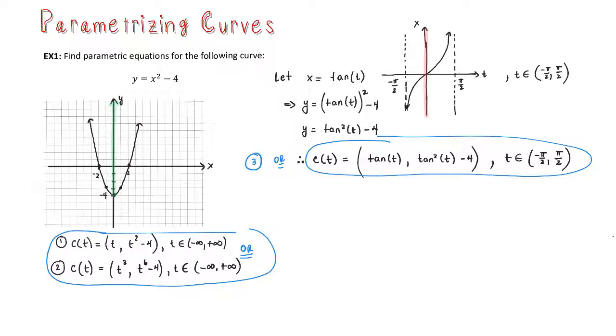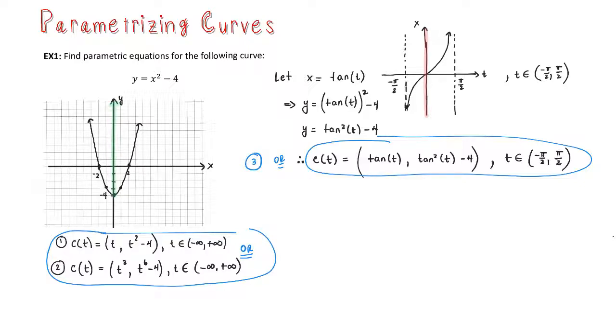And they will all pretty much generate the same shape. The only thing is that when we use different parametrizations, you may get the same shape, but the direction of motion may differ with each parametrization. It turns out that with all of these parametrizations, I get the same direction of motion.